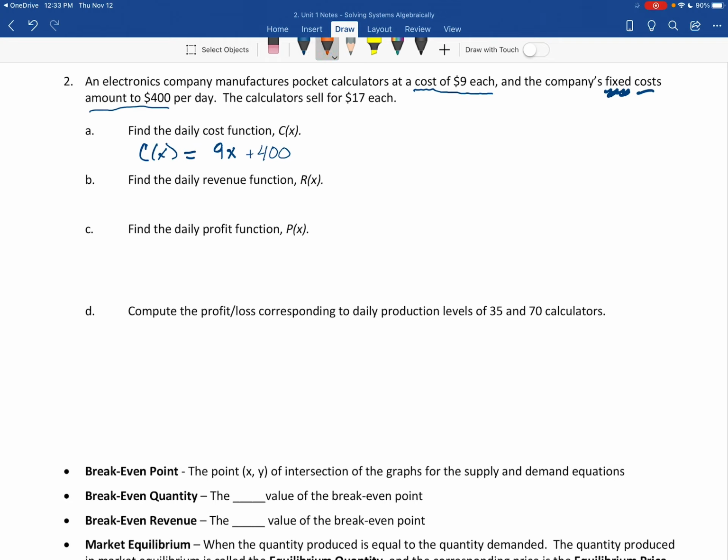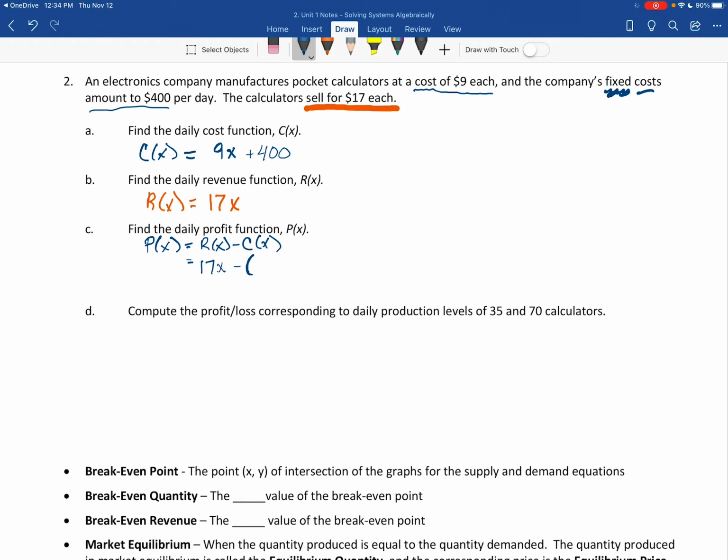As far as revenue is concerned, they sell their calculators for $17 each. So that's going to be the only value in my revenue. Sell them for $17 per calculator. Now, to go and find that profit function, we have to remember that profit is calculated by doing the revenue minus the cost. So for revenue, we have 17x.